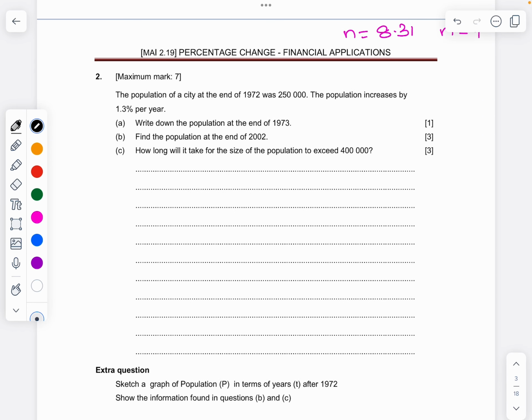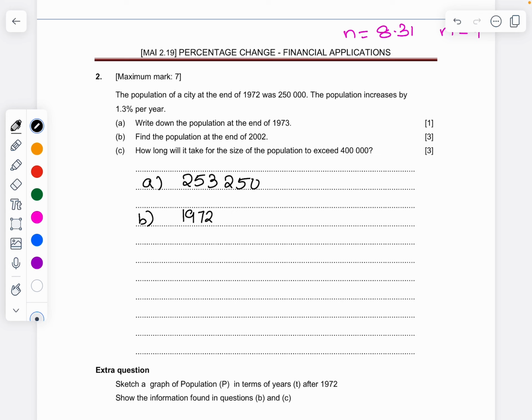Coming to question number 2, the population of the city at the end of 1972 was 250,000. The population increases by 1.3%. Write down the population at the end of 1973. So you do it by calculator, you should be getting 253250. Find the population at the end of 2002.